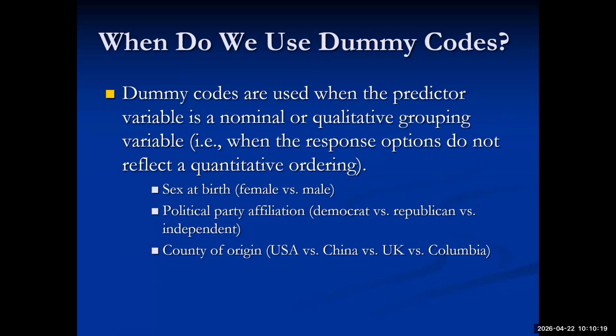Okay. When do we need dummy codes? Dummy codes are used when the predictive variable is a nominal or a qualitative grouping variable. And that's really a variable where the response options do not exist along a quantitative ordering. I've got three examples here: sex at birth, female versus male, political party affiliation in the US, Democrat versus Republican versus independent, and hypothetical country of origin variable that we're going to use as the example in the slides. And we've got four countries here: USA, China, the United Kingdom, and Colombia.